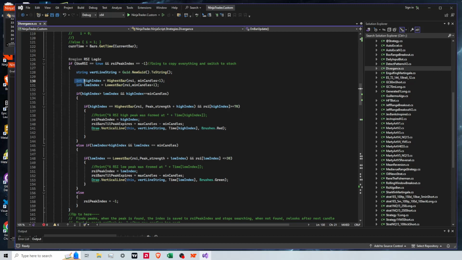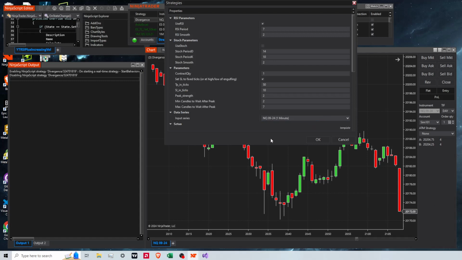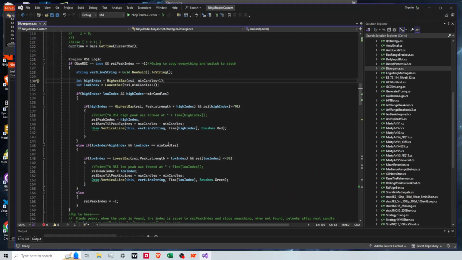Then we're going to find our high candle, which is going to be the highest of the minimum. I guess I should explain that first. When we load up the strategy, so if the peak was here, right, or it was here, the entry needs to wait 2 candles, but be before 7 candles. So the engulfing must happen between then. So that's what the min and max candles to wait after peak means. So this is just finding the candle that we want to check.